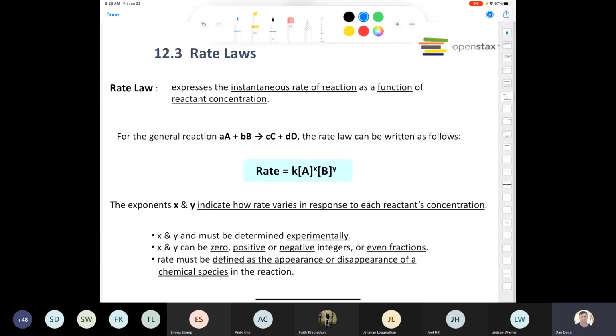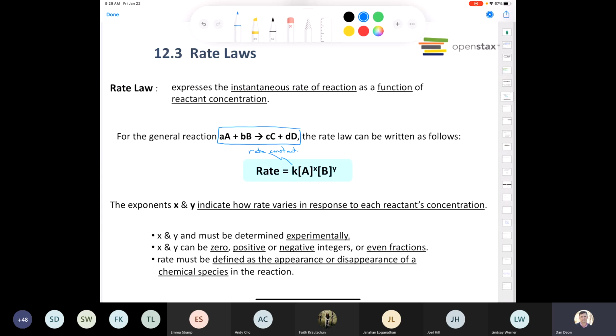Now, if we have, for example, and this is just an example, a generic reaction like this, A plus B gives you C and D, and we have the stoichiometric coefficients here, the rate law would be written like this. We have our rate, which is going to be equal to k, and this k is called the rate constant, multiplied by the concentration of A to an exponent x and the concentration of B to an exponent y. So our rate is equal to the rate constant times the concentration of our reactants to specific exponents.